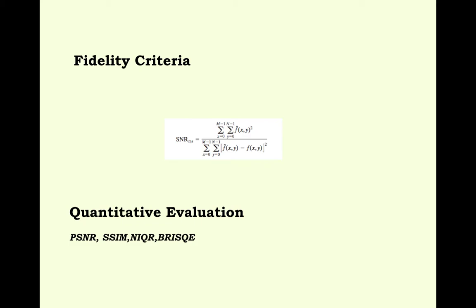Now fidelity criteria. SNR, signal to noise ratio, is a fidelity criterion: it measures how much noise is present in the backdrop of the signal. It is a criterion of image fidelity, and not only for images, it is also for signal fidelity. For image evaluation, there are some standard quantitative evaluation measures with reference parameters: PSNR, SSIM, NIQE, BRISQUE. Very well known are PSNR and SSIM.